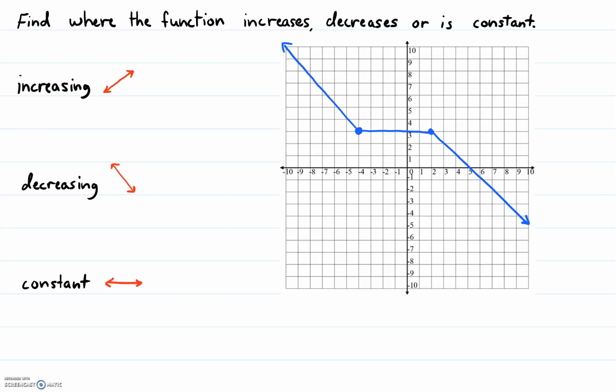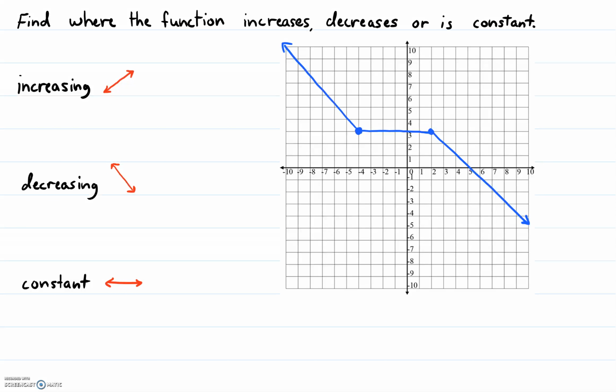In this video, we want to look at how to find where a function is increasing, decreasing, or constant given the graph of the function. You can see the graph on the right-hand side of your screen. It's going to be in blue, and we want to figure out, using that picture, where we have increasing, decreasing, or constant sections or intervals of that graph.